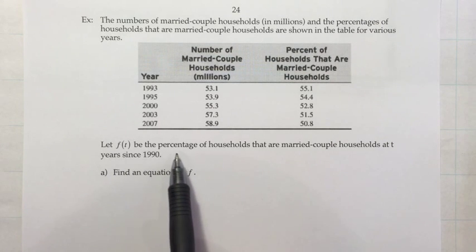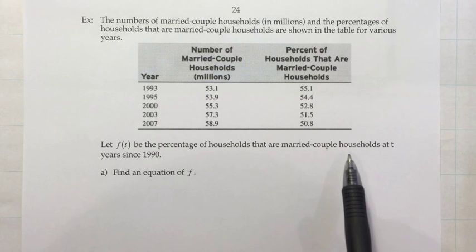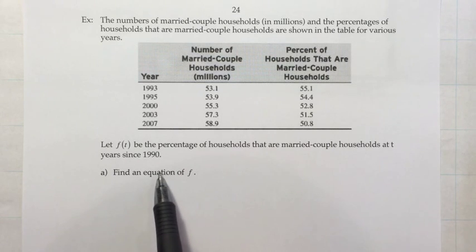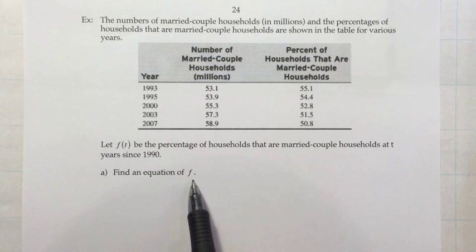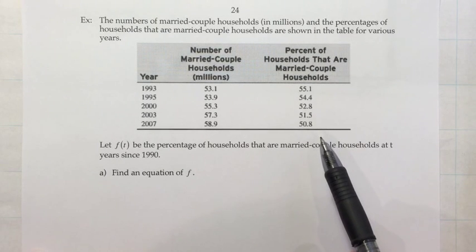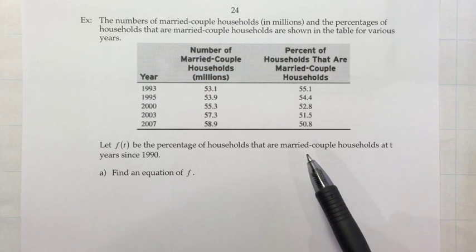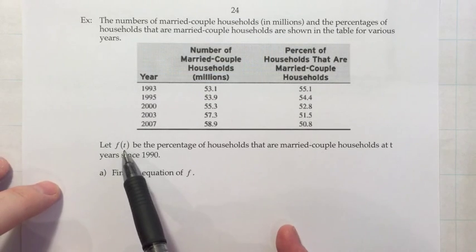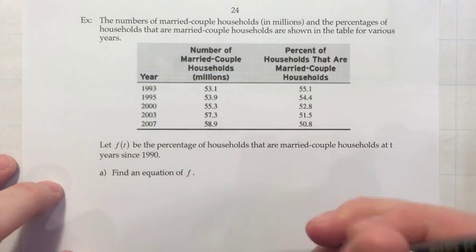Let f of t be the percentage of households that are married couple households at t years since 1990. Find an equation for that function f of t. So they've given us 3 columns here, so we do have to sort out what's our input and what's our output. Looks like the input is t, but remember the year isn't t.